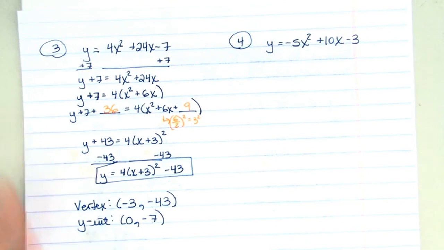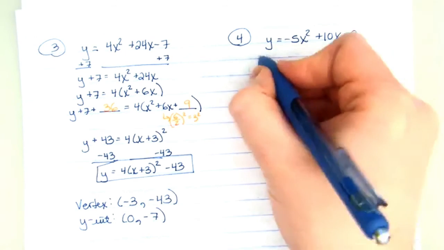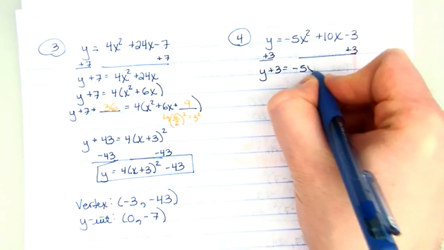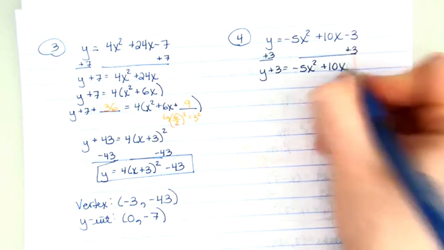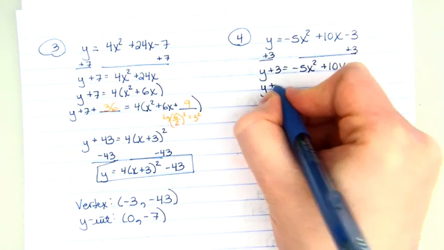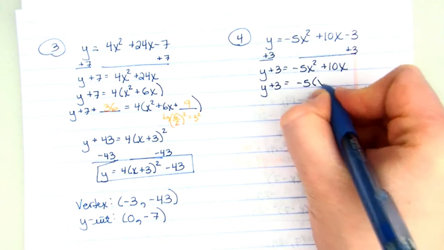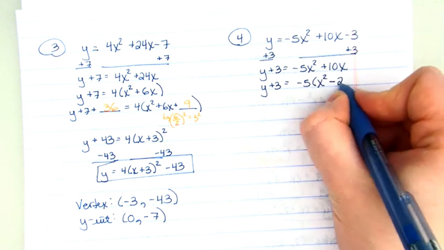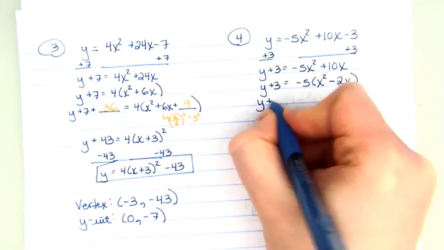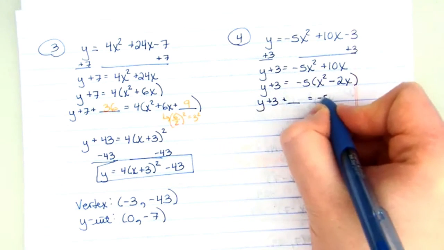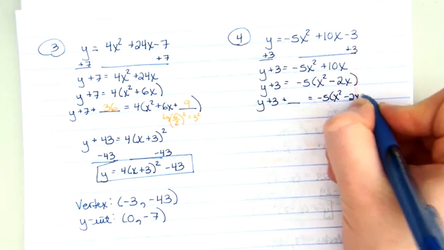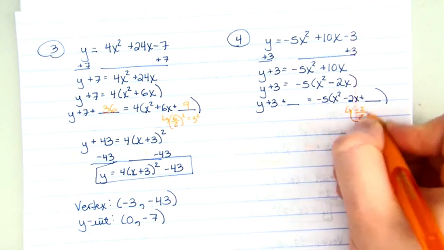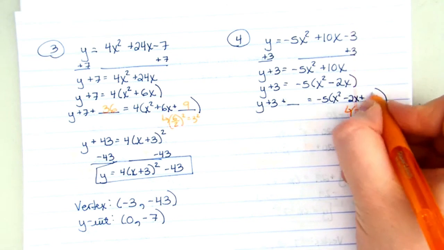The other problem that I asked you to do, number 4, plus 3, plus 3. Y plus 3 equals negative 5x squared plus 10x. We're going to factor out a negative 5. Negative 5 times x squared minus, let's see, negative 5 times what would give me positive 10? 2, so minus 2x. Y plus 3 plus something equals negative 5 times x squared minus 2x plus something. Half that middle number, half of negative 2 squared, is negative 1 squared. That's 1.